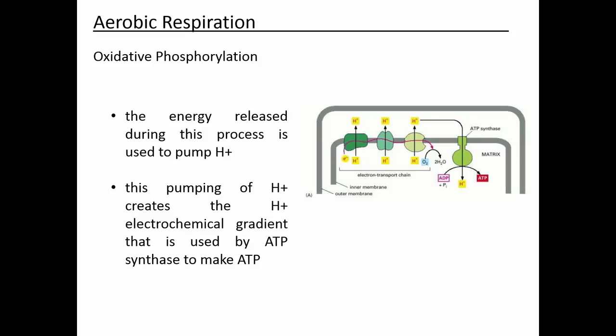Again, the energy released during this process is used to pump hydrogen ions specifically into the intermembrane space. That creates the hydrogen ion electrochemical gradient that powers the ATP synthase, which is also embedded in the inner membrane. The hydrogen ions flow through that synthase, powering it to synthesize ATP.